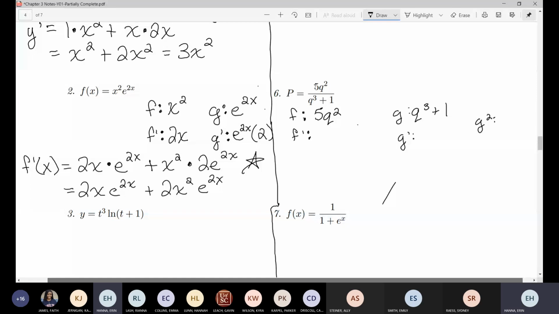What's the derivative of 5q squared? It's 10q. Bring the power down, subtract 1 from the power, but the 5 times the 2 that you bring down gives you 10. What's the derivative of q cubed plus 1? 3q squared plus 0. For your g squared, unless it's something super simple like just an x or just an x squared, just tack a squared on it and call it a day.